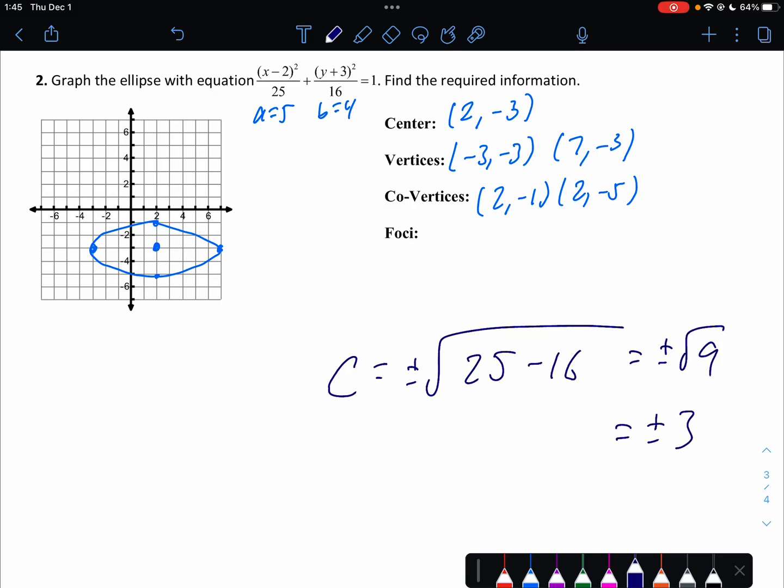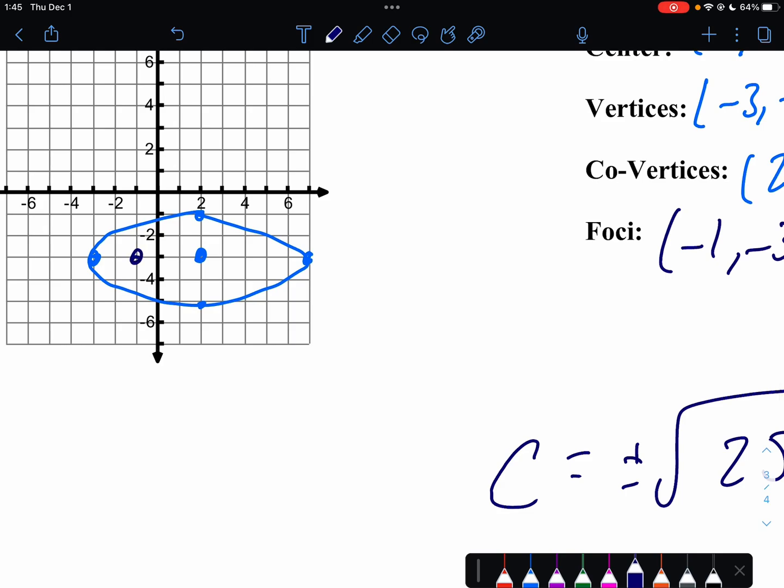So how do we use that 3? We're going to add and subtract 3 to the x-coordinate of the center, because this is a horizontal ellipse. So -1, -3, and 5, -3. And there's our foci.